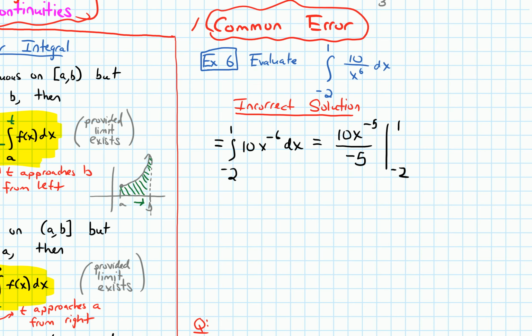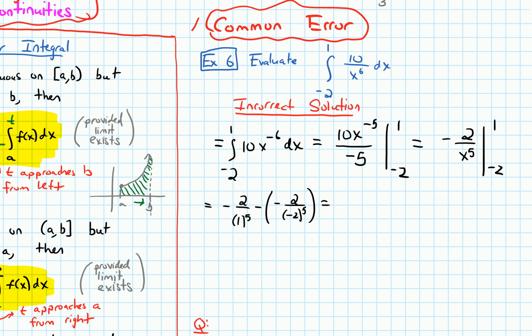And now I'm going to simplify a little bit. 10 over -5, that is -2. And let's bring x to the -5 to the denominator. So we get this over x to the 5. And then vertical line, and then we have the 1 and the -2. So now plugging in 1, we will get -2 over 1 to the 5 minus, now plug in -2, we get -2 over -2 to the 5.